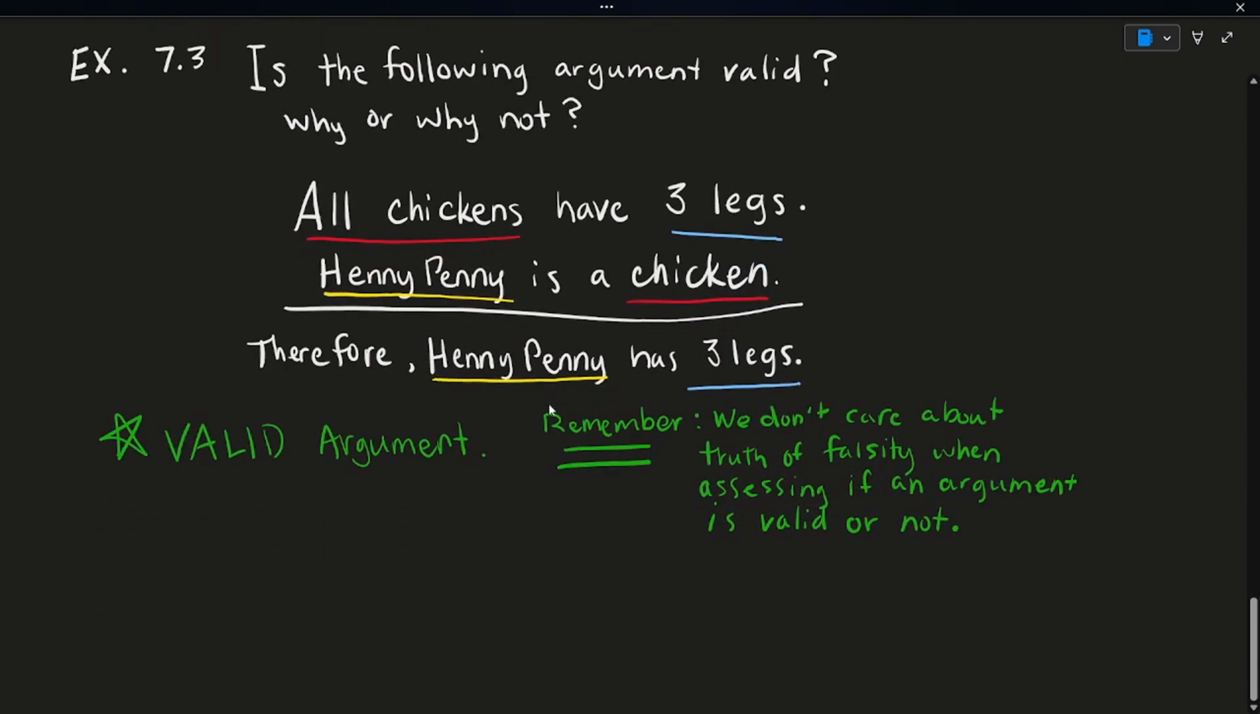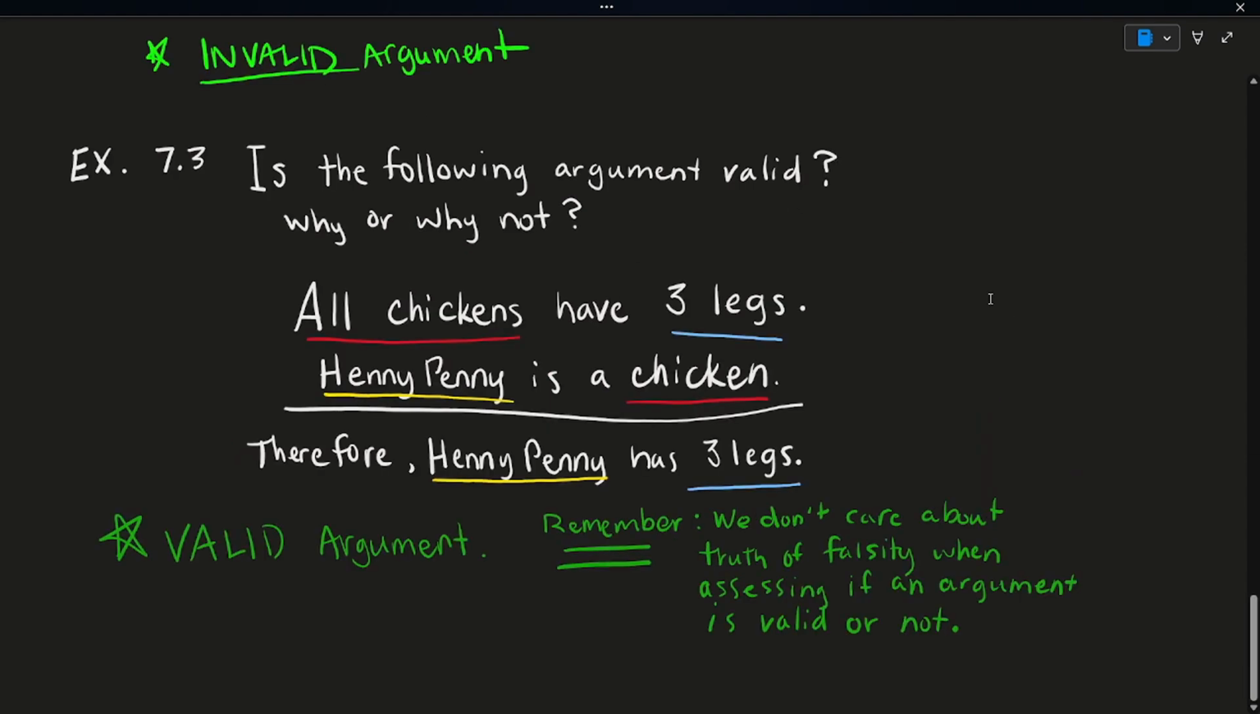Example 7.3, we'll go with, is the following argument valid, yes or no? All right. All chickens have 3 legs. Henny Penny is a chicken, therefore Henny Penny has 3 legs. Sounds pretty legit, right? So all chickens, chickens equal 3 legs. Henny Penny equals chicken. All right, well, as you can see, we have our A equals B. C equals A, therefore C equals B. It's going to be a valid argument.